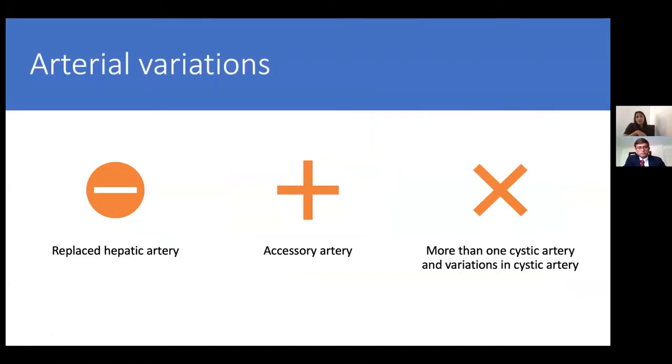Arterial variations can arise from a replaced hepatic artery, an accessory artery, or from variations of the cystic artery. A replaced hepatic artery is essentially an artery that is not originating from where we would expect it to. So you could have a right hepatic artery or a left hepatic artery not originating from the hepatic artery proper, but coming from anywhere else around the celiac axis or even the SMA. And the accessory artery is just an extra artery in addition to what your typical vascular anatomy would be.